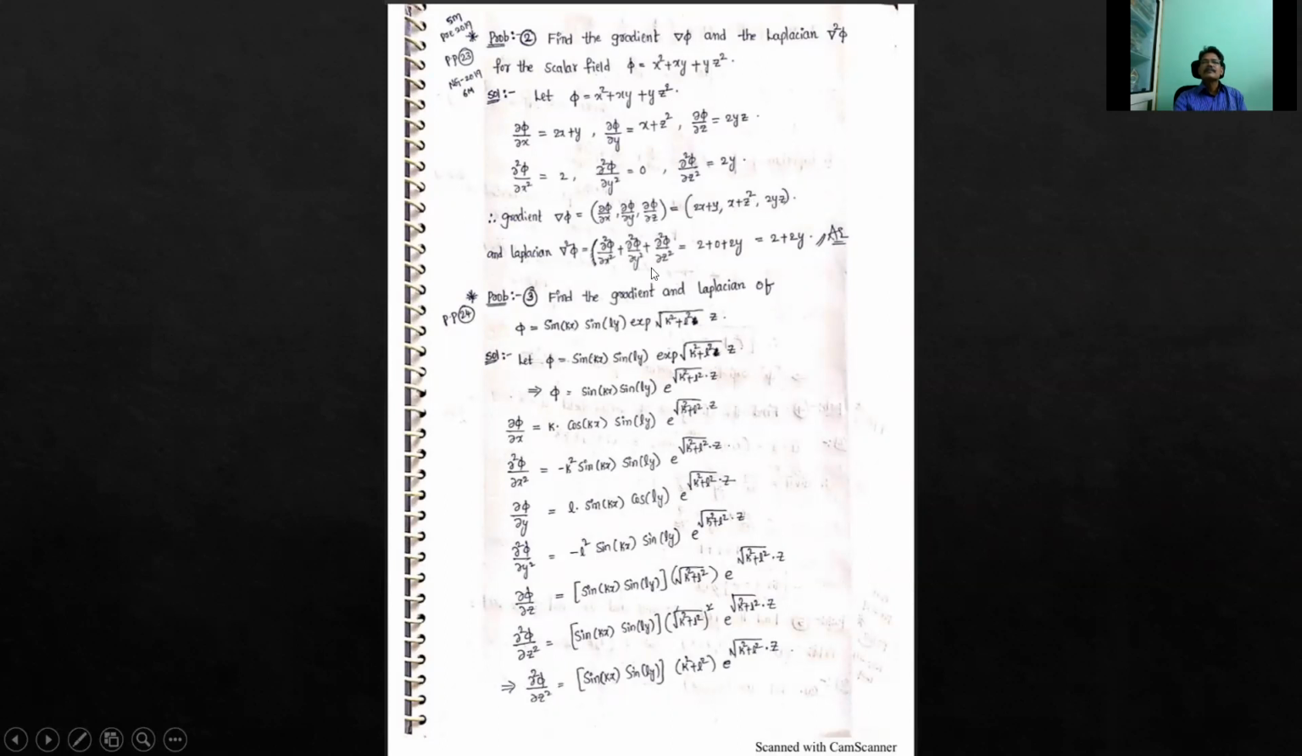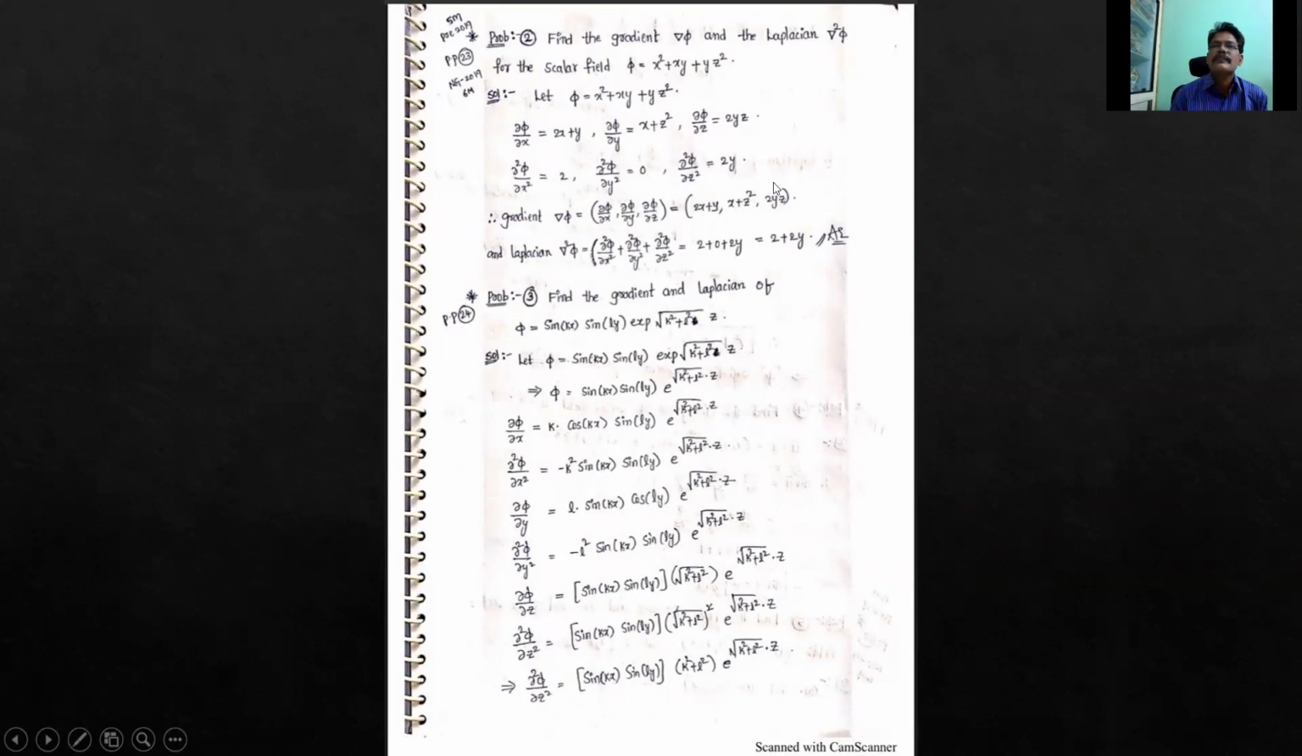So del squared phi means ∂²φ/∂x² + ∂²φ/∂y² + ∂²φ/∂z². Here ∂²φ/∂x² is differentiating with respect to x partially two times. We get 2, and ∂²φ/∂y² is 0 and ∂²φ/∂z² is 2. That is 2 plus 0 plus 2, which is 4.